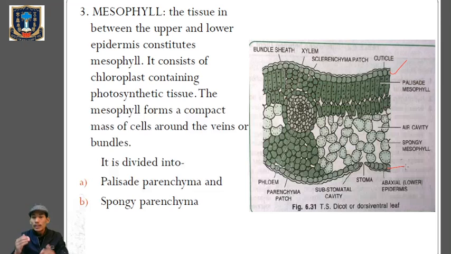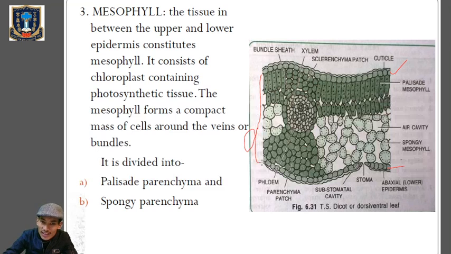Okay, so between the upper and the lower epidermis we will find the mesophyll tissue. I have told you that in between these two structures, the upper and the lower epidermis, we will find the mesophyll tissues. These mesophyll tissues consist of chloroplast-containing photosynthetic tissue. That means it will help in photosynthesis.